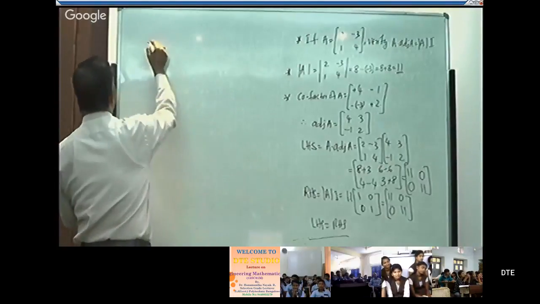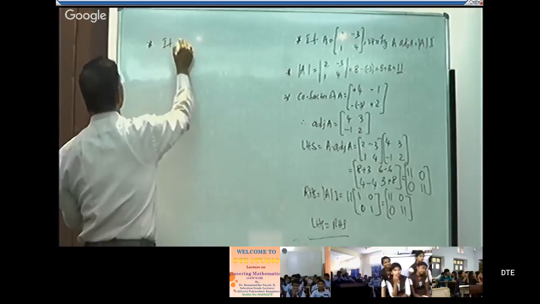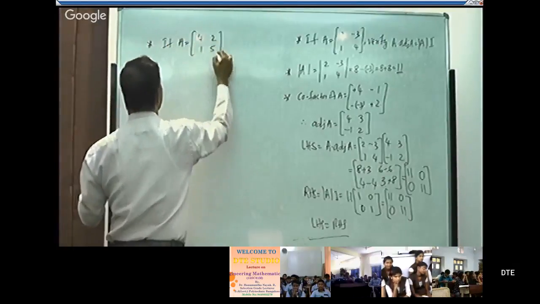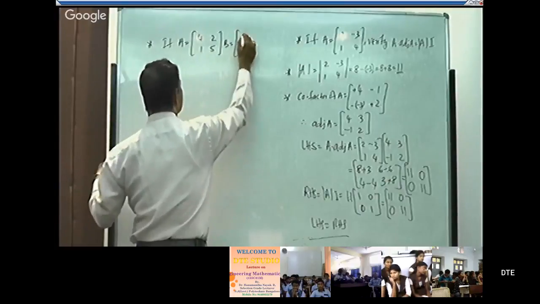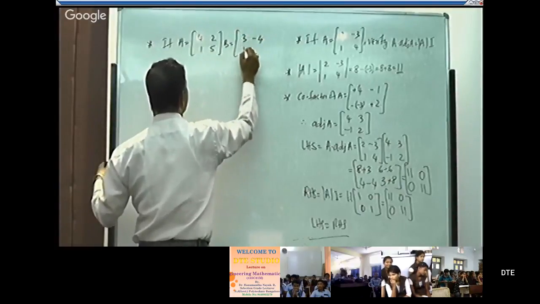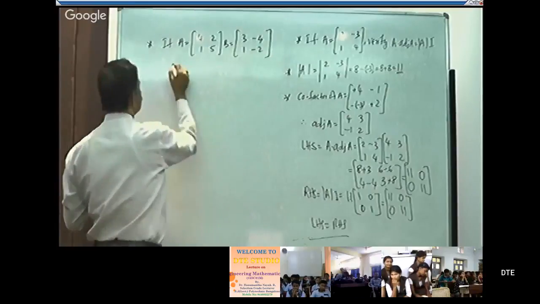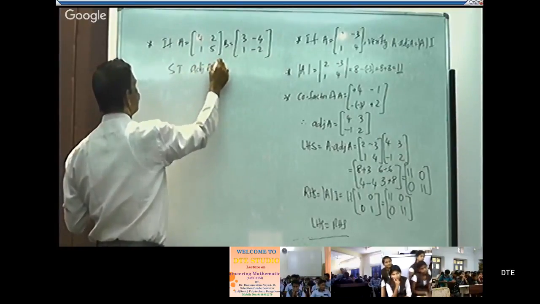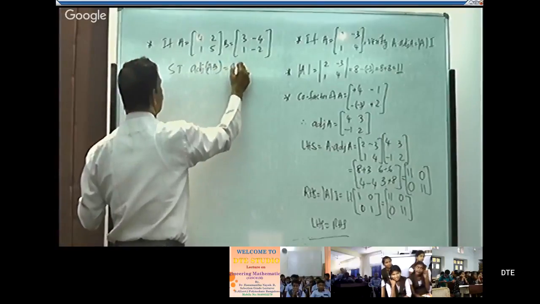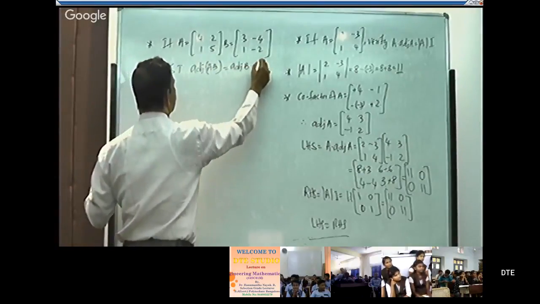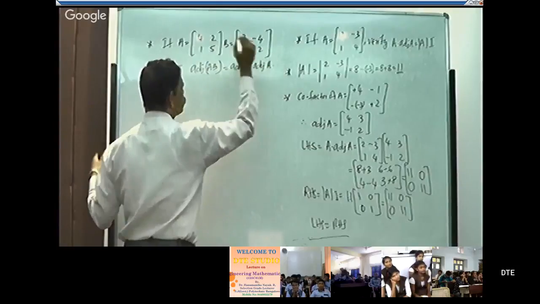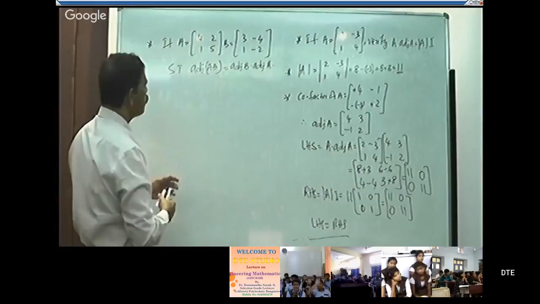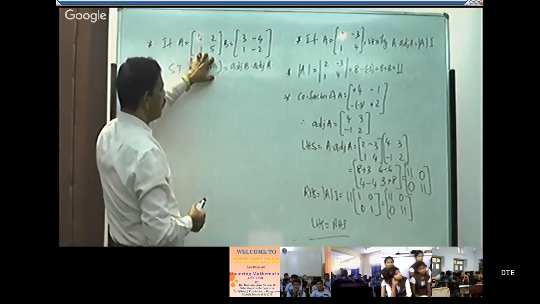Sometimes the question may arise like this. If A is equal to [4, 2; 1, 5] and B is equal to [3, -4; 1, -2], show that adjoint of AB is equal to adjoint B into adjoint A. It is another property.